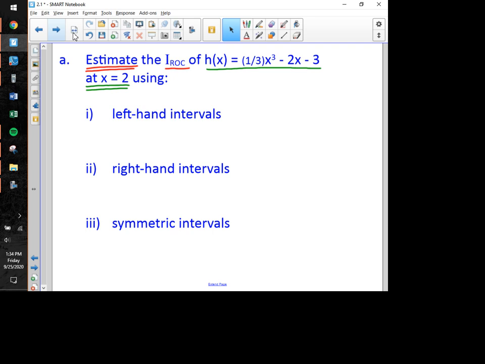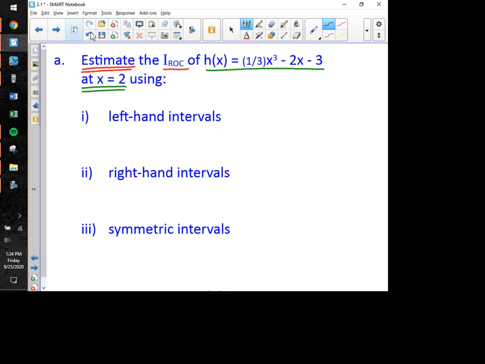So the first thing we're going to do, let me go ahead and write out what my game plan here is, everybody. We're going to try to estimate our instantaneous rate of change by using left-hand intervals. And what left-hand intervals mean is that for each interval we make here, x equals 2 is going to be the value that we use on the right half of our interval.